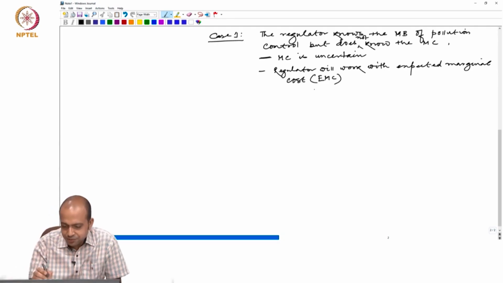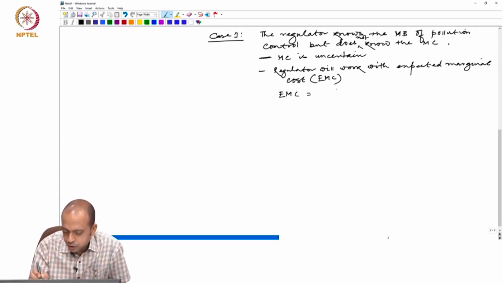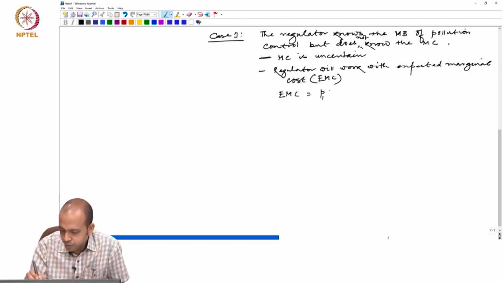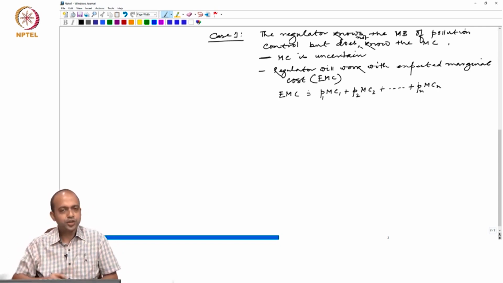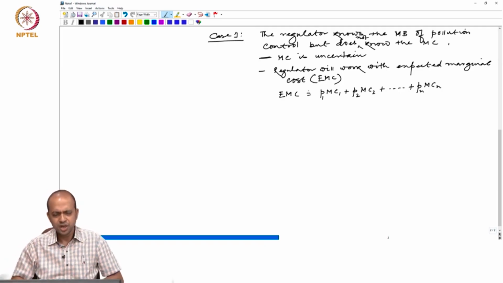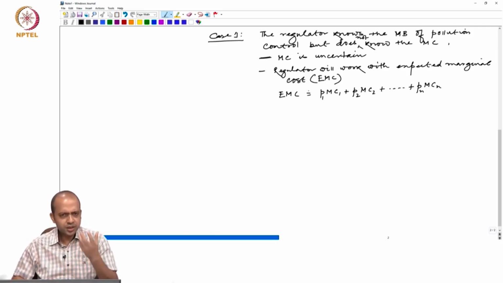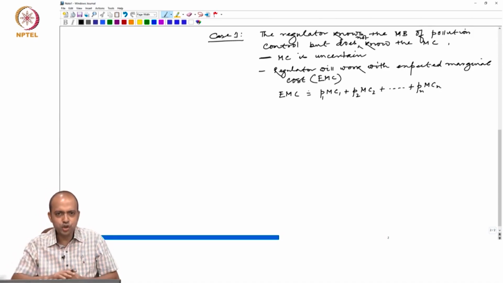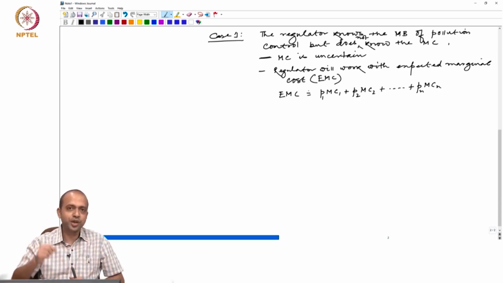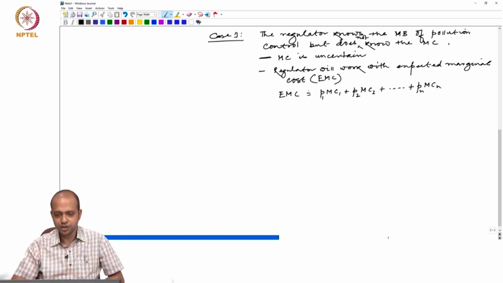Okay. And how is this EMC defined? This EMC is basically equal to the probability, let us say, times MC1 plus probability times MC2 plus ... PN times MCN, expected marginal cost. So in an industry, if there are n firms, the regulator is thinking maybe 25% of the firms have marginal cost like MC1, another 25% may be MC2. Some kind of rough approximation is made by the regulator, and then the regulator calculates the expected marginal cost. This is how it is calculated.